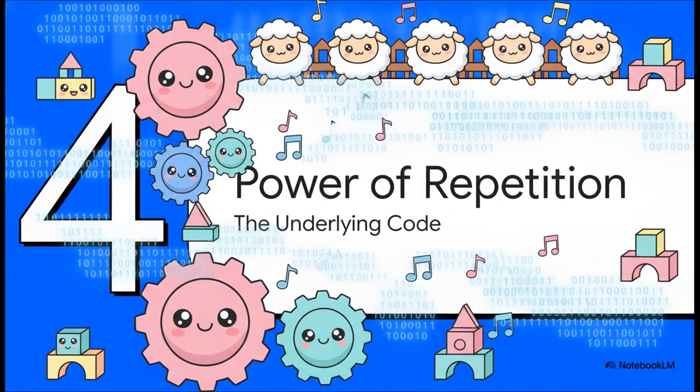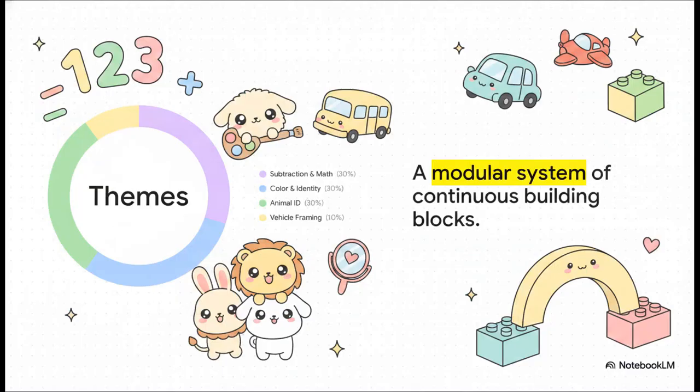And that brings us to our final stop, Section 4, the power of repetition. So what does this all mean when you put it together? Well, if you look at the breakdown of this massive, sprawling text, it's actually just these specific thematic pillars looped endlessly to generate massive volume. Subtraction and math take up about 30% of the weight, color and identity take another 30%, and animal identification takes the rest, with vehicles occasionally framing it all. It's really not a single, linear story at all. It's like a giant box of modular Lego bricks.